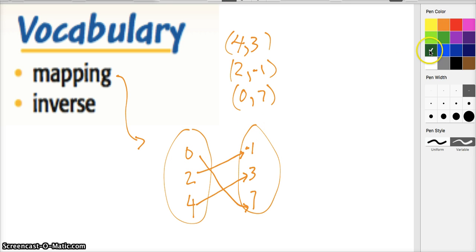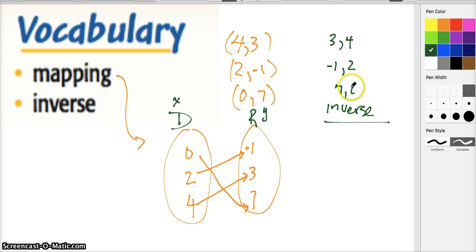And one thing that we can do, we should talk about this if we haven't. This would be the domain, and this part would be the range. The x values generally refer to the domain, and the y values refer to the range. One thing that I can do is show the inverse of this particular relation. So the inverse would be switching the x and y. So how I would do that as ordered pairs, the inverse would be written as 3, 4, -1, 2, and 7, 0. So this would be the inverse relation of the relation we have here.